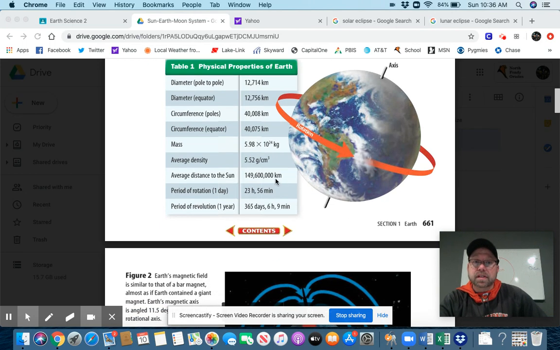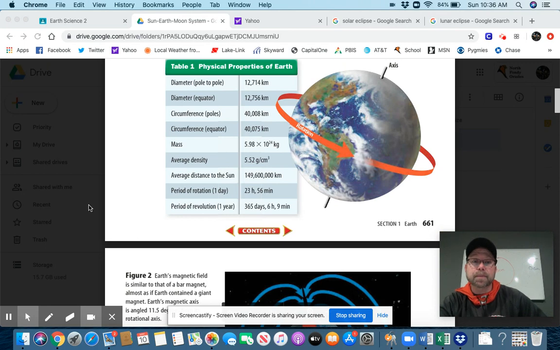Average distance to the sun, 149.6 million kilometers, about 93 million miles, although that varies because the orbit of the Earth around the sun is not a circle. If it was a circle, it would be the same distance from the sun at all times, but it isn't. And the orbit's actually an ellipse, so sometimes the Earth is closer, sometimes the Earth is farther away from the sun.